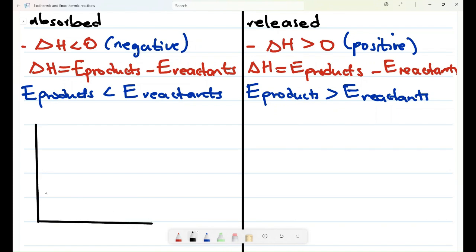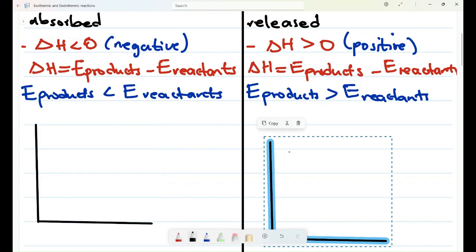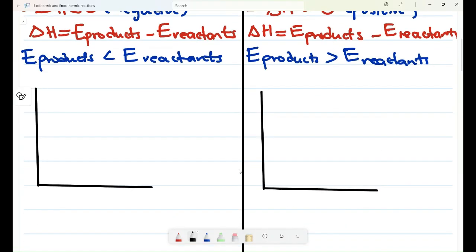Yes. Let me copy that and come here and paste it in here. Okay, because I'm still going to use it also on this side. So now I'm saying this is the energy of the reactants, this is the energy of the product. Now we are saying for the exothermic reaction, which is this side, the product should be less.